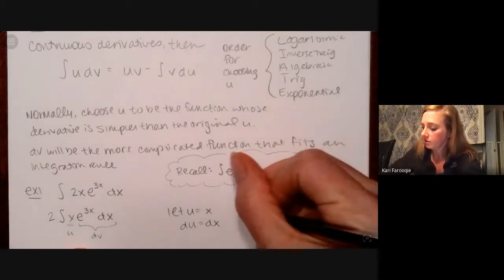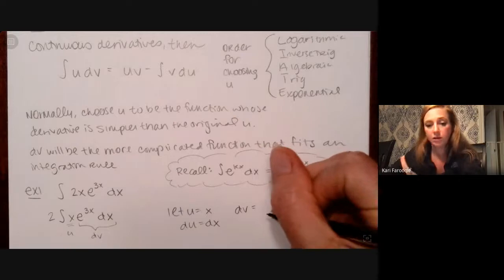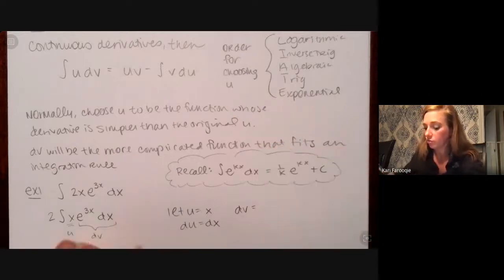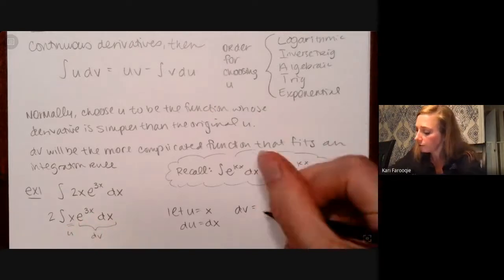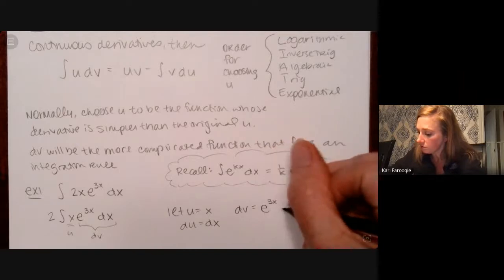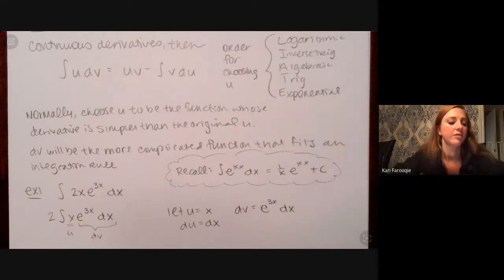And then we're going to let dv be the other piece of your integrand. You have to make sure everything is covered. So we use the u, everything else has to be the dv. You can't leave anything hanging there. So dv is going to be e to the 3x dx.